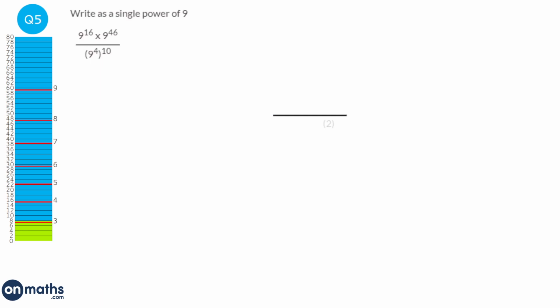We're going to start by looking at the numerator and the denominator separately. So looking at the numerator first, we've got 9 to the power 16 times 9 to the power 46. Now when you have two powers of the same base, so they're both 9, base 9, but base is the big number, then what you can do is you can add the indices. So we're going to do 16 plus 46, which is 62, so it's 9 to the power of 62.